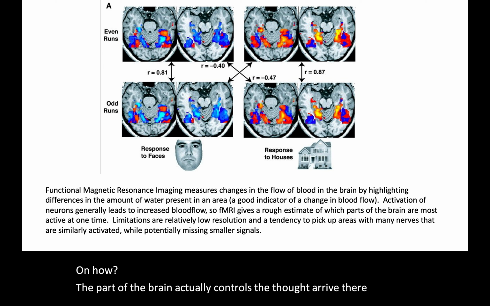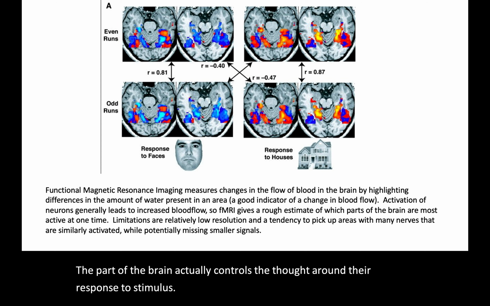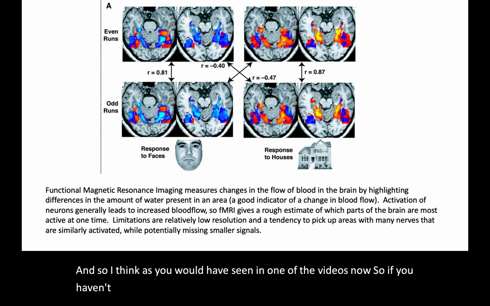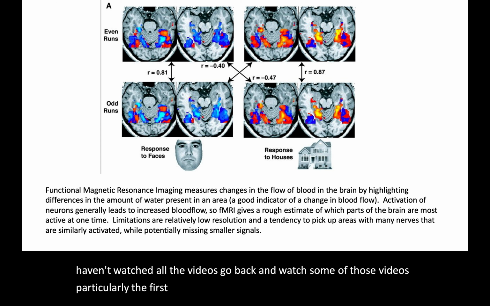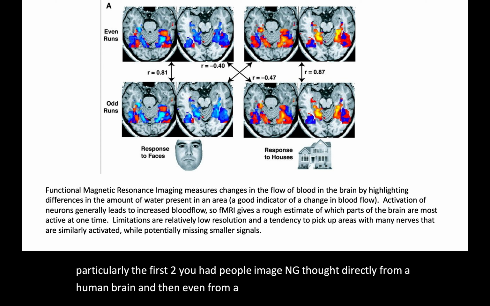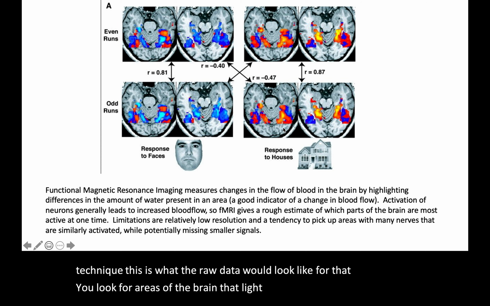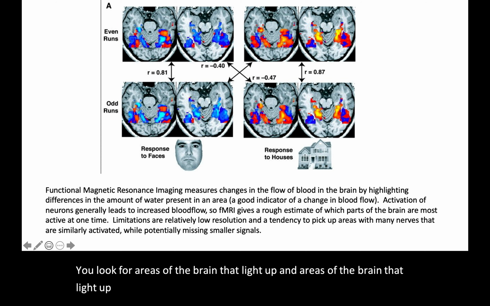responds to stimulus. As you would have seen in one of the videos now, if you haven't watched all the videos, go back and watch some of those, particularly the first two, where you had people imaging thought directly from a human brain and then even from a cat's brain. This is the sort of technique. This is what the raw data would look like for that. You look for areas of the brain that light up, and areas that light up differently when we're looking at different things.